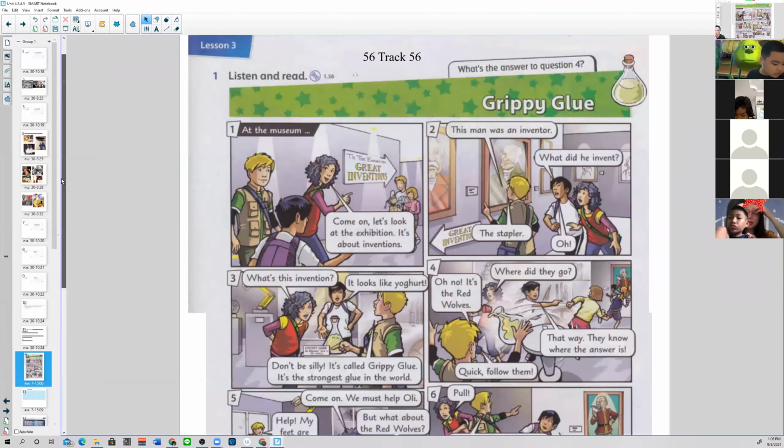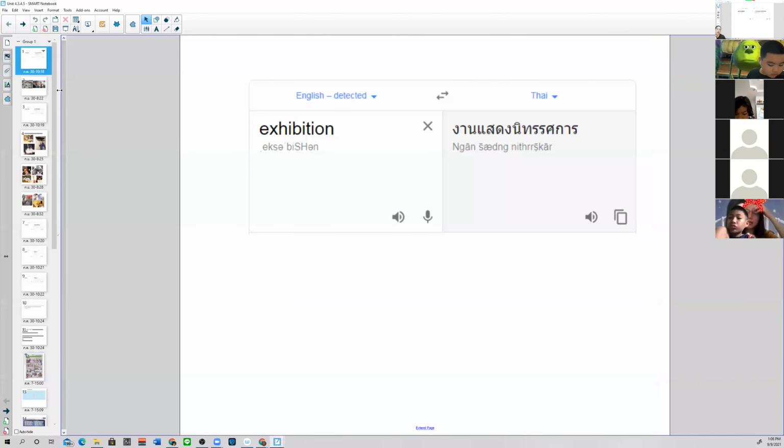But before we go into the story, let's learn about the vocabulary first, right? The exhibition is the display of things that you are interested in, in a public place. Mostly it's more like artwork, and normally they would hold it in a public place.